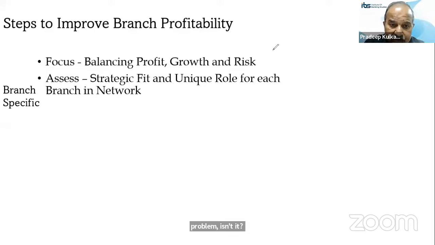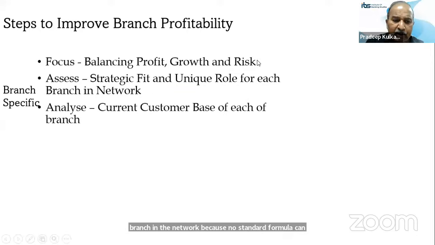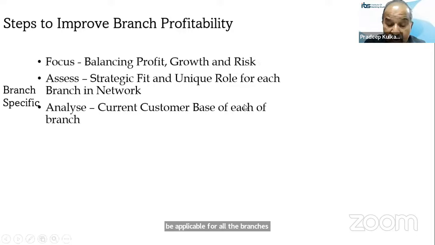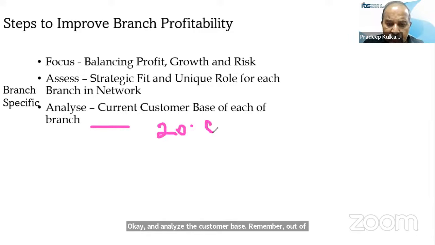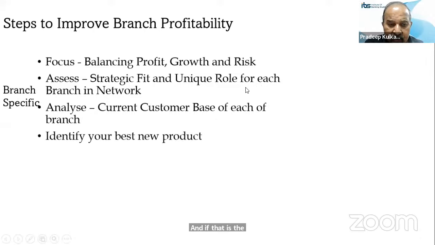Then strategic fit and unique role for each branch in the network, because no standard formula can be applicable for all the branches across. Okay, and analyze the customer base. And remember, out of customer base, there is a 20-80 formula. Means for any branch, there are only 20% of the branch customers who are contributing the larger amount of business to the bank. And if that is the case, who are they? What kind of business they are? Whether they are availing all the products from us? All that you need to focus on.